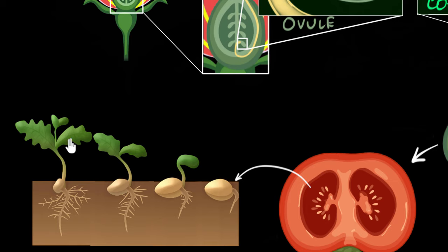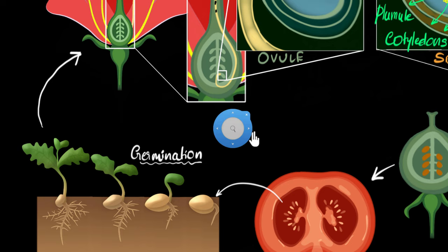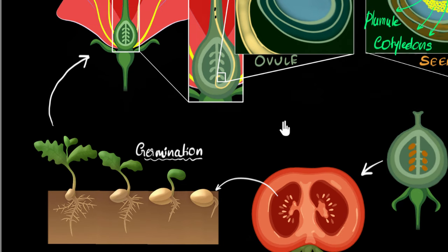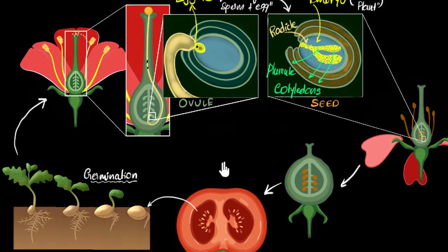The roots can keep on growing. The plant can keep on growing. And once the plant becomes mature enough, the plants can grow new flowers. And the flowers can get pollinated. And now the cycle can repeat. This process of new plants growing from a seed, by the way, is what we call germination. And so this, in short, explains how fertilization happens in plants.